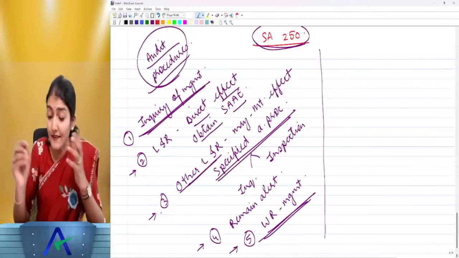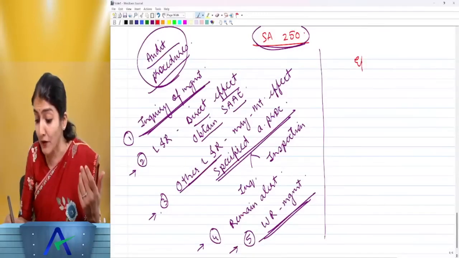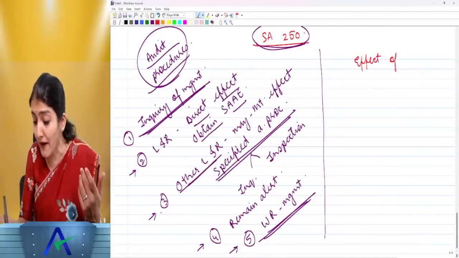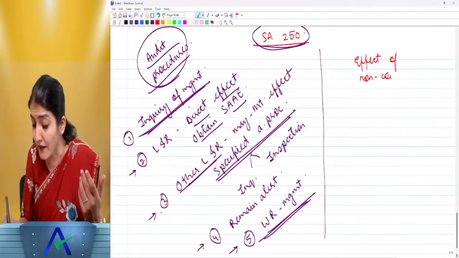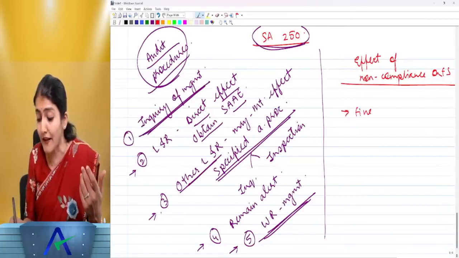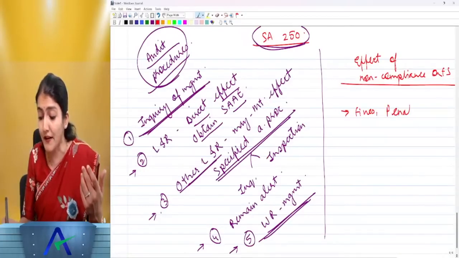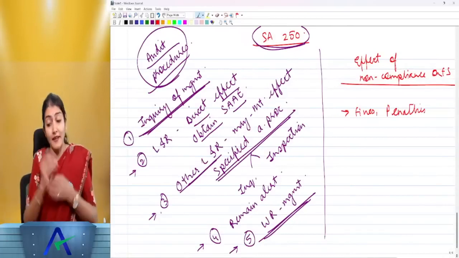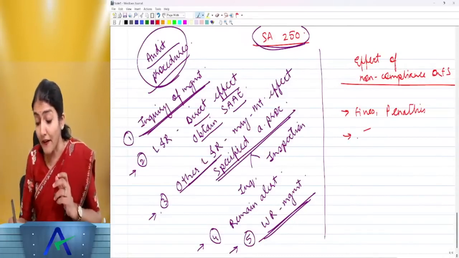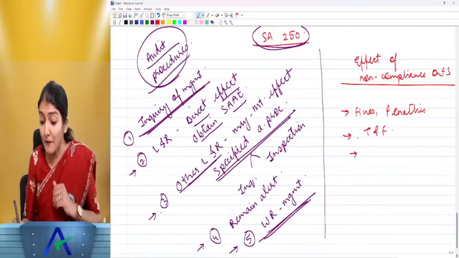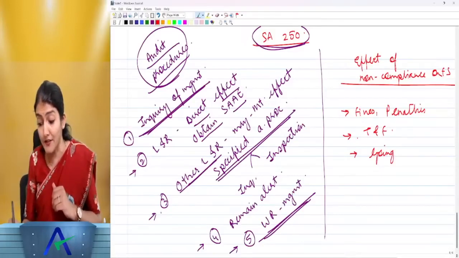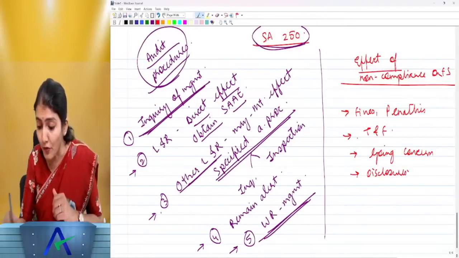Okay, right. Then say you come across a non-compliance, what you need to do is check the effect of the non-compliance on the financial statements. What could be the effect? One, it may lead to fines, penalties, damages, litigation, threat of parting away from an asset. Second, it may affect the true and fair view. Third, it may affect the going concern of the entity, or it may require disclosures. So, effect of non-compliance.